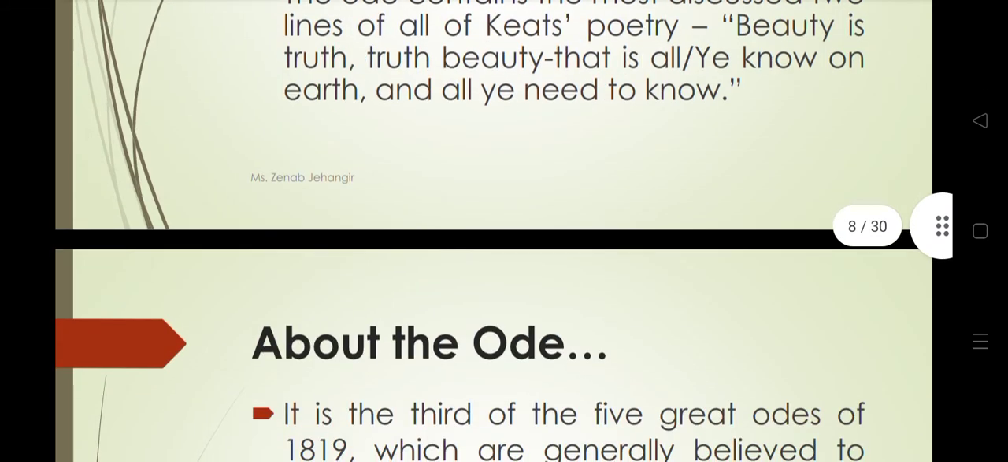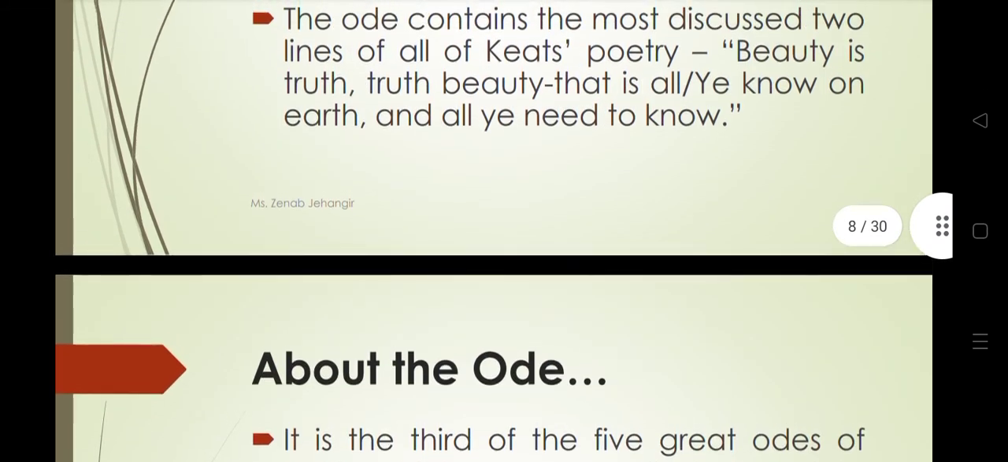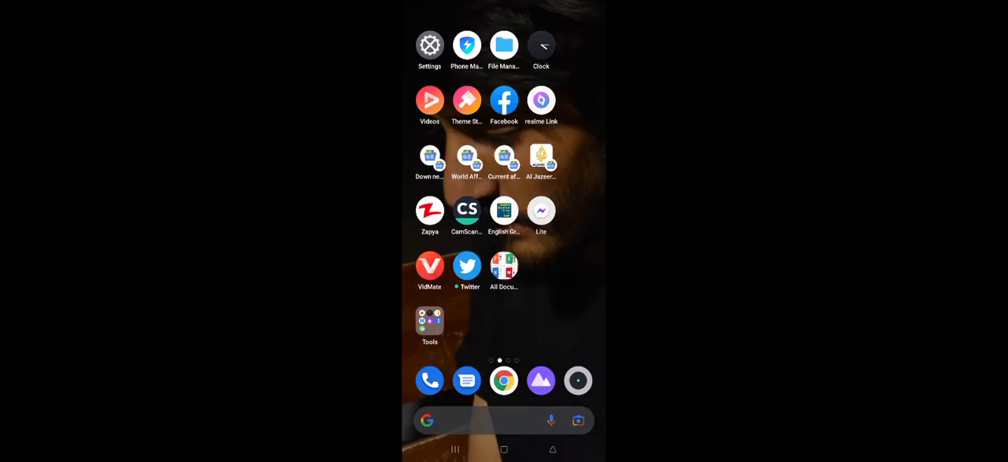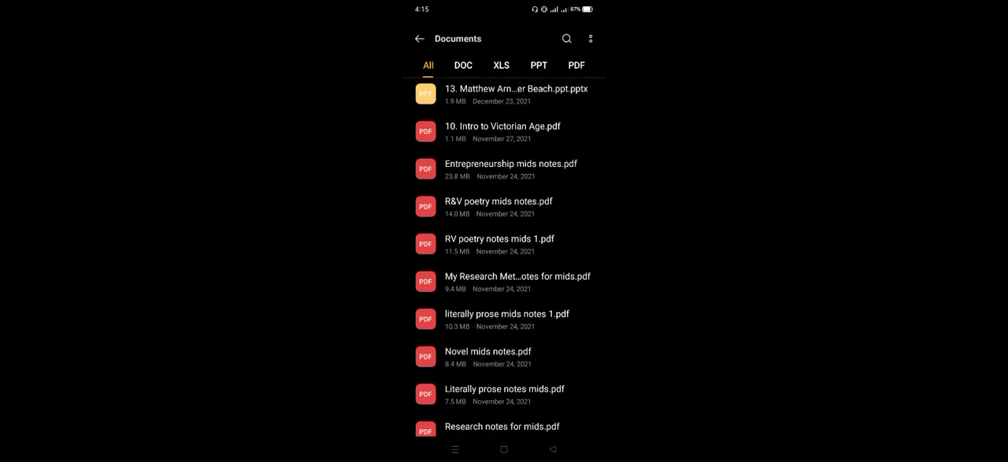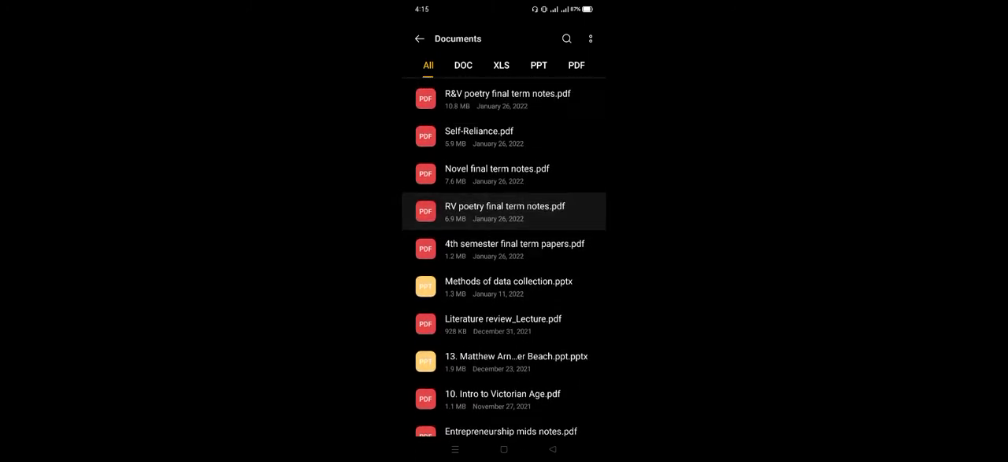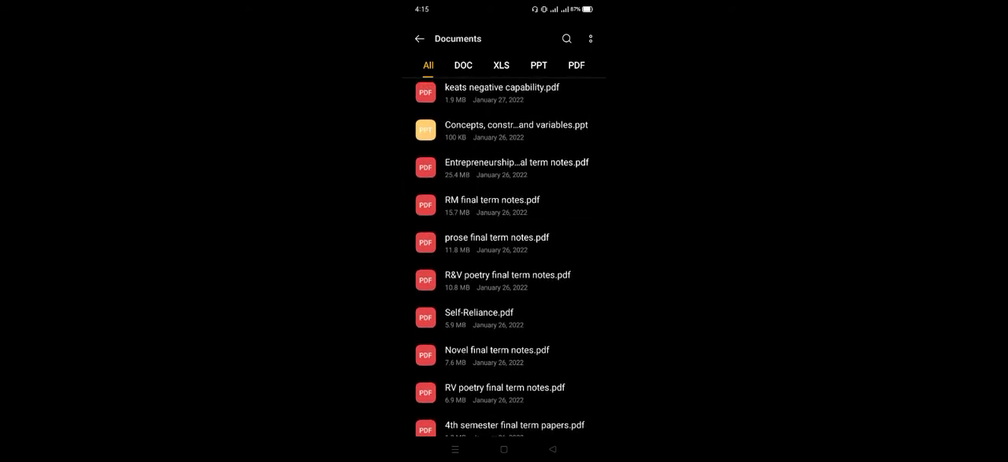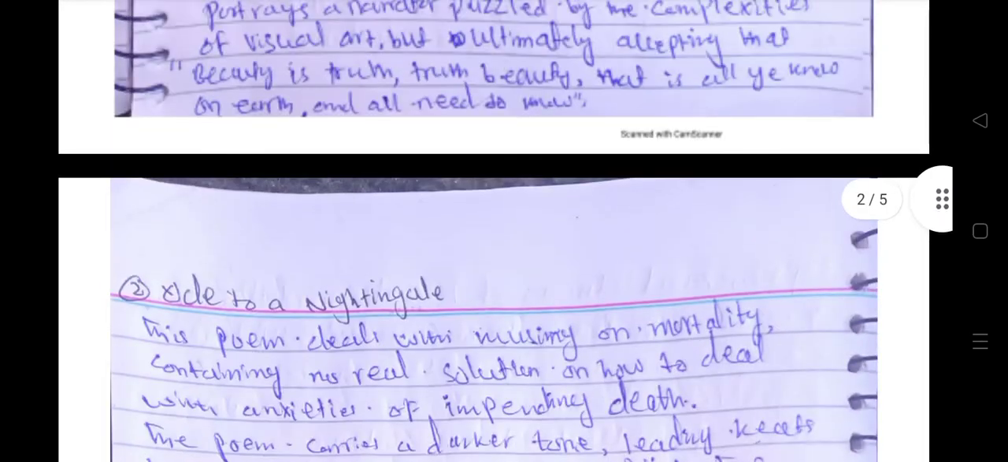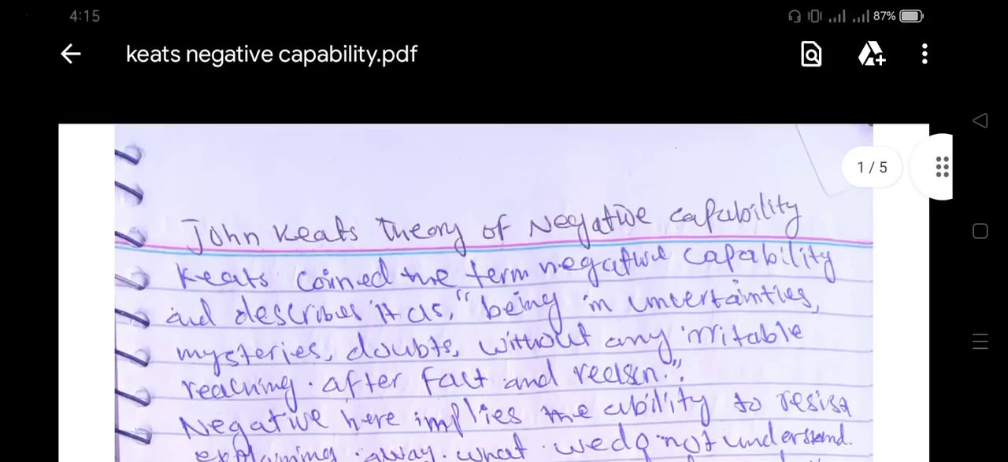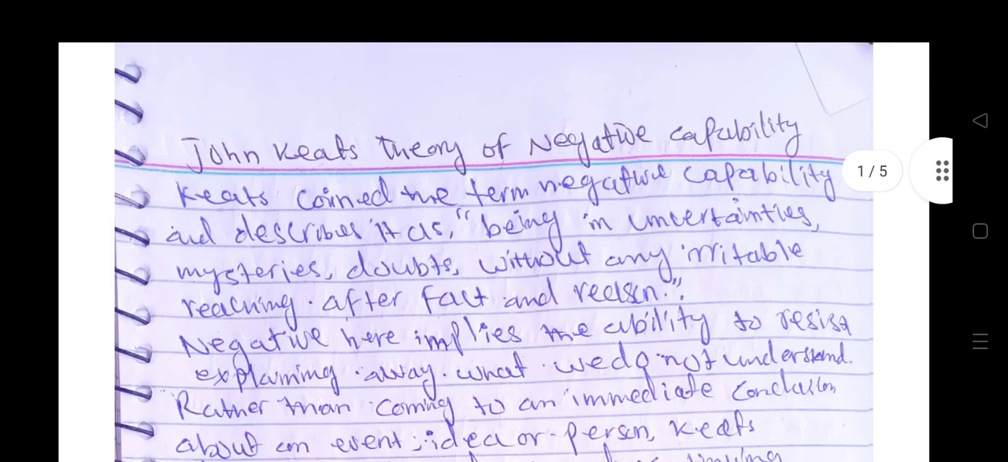And further, I will discuss with a different reference Keats' theory of negative capability. I made personal notes on that topic because it is a very important topic from the exam point of view as well. So we will try to look at this topic from a different perspective as well, right? So let's see Keats' theory of negative capability.